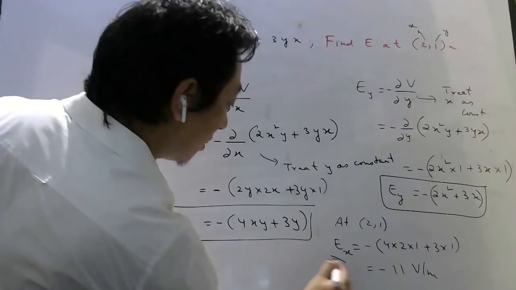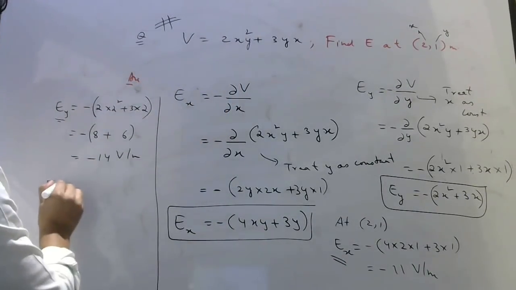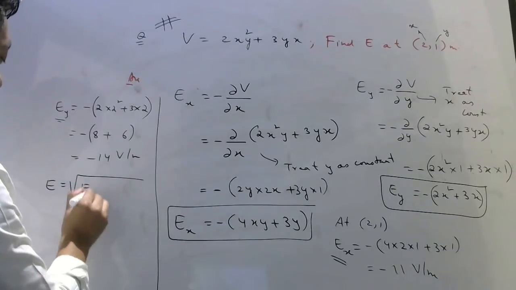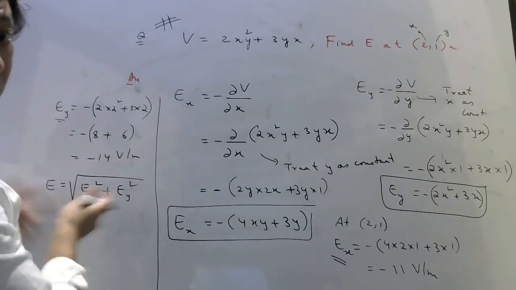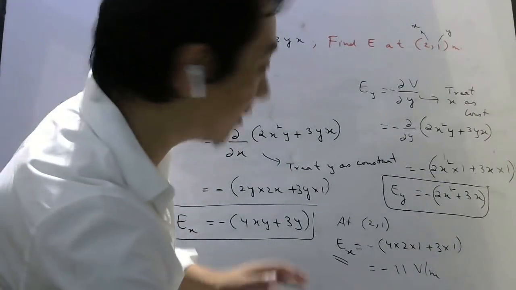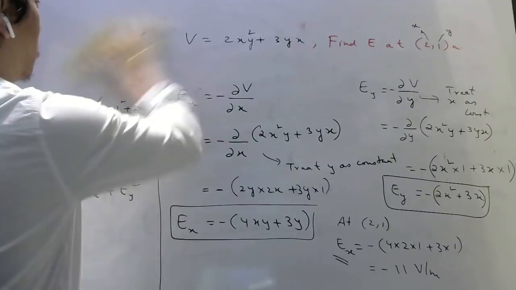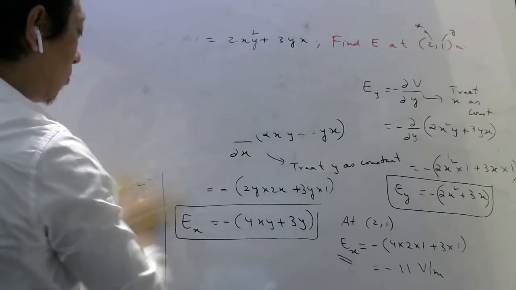So once you know the Ex and Ey, then what will be your total electric field? It will be root over Ex square plus Ey square. So then you can substitute and get the answer. Okay. So this is how you should find the electric field if potential is a function of the x coordinate also, y coordinate also.